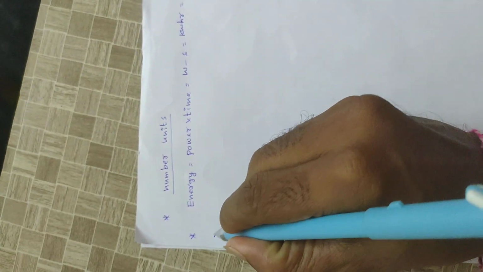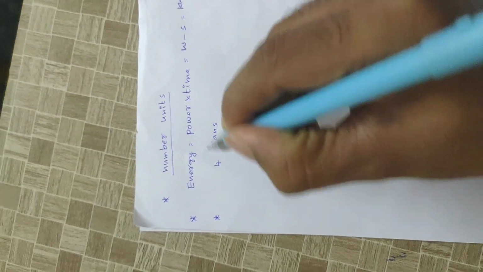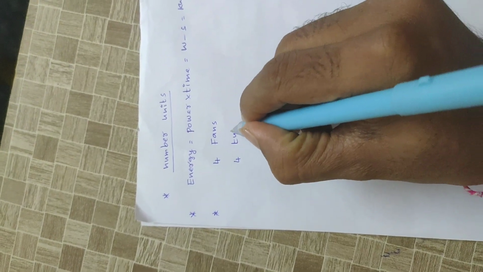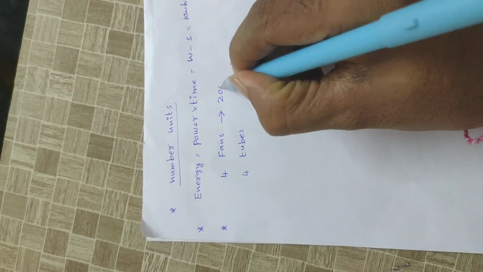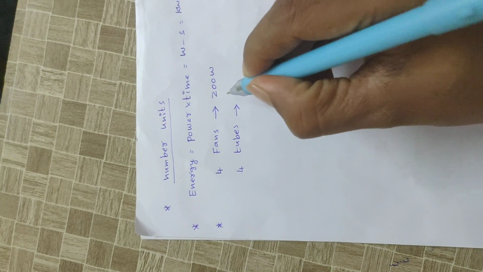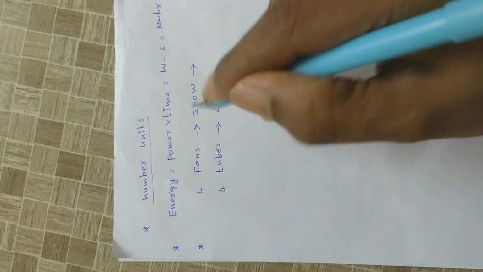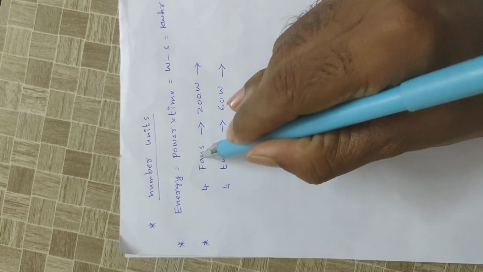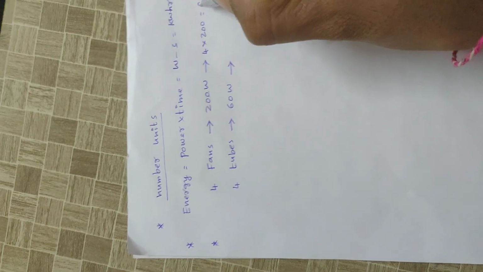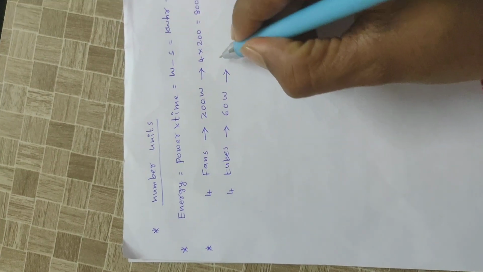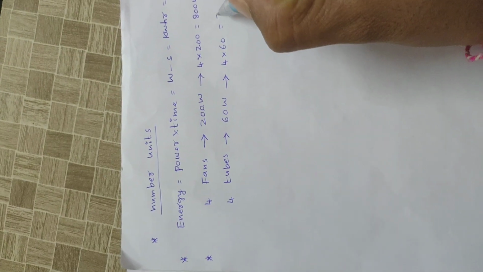For example, in your home, suppose you are using 4 fans and 4 tubes. The rating of each fan is 200 watts and the rating of each tube is 60 watts. For 4 fans, 4 into 200 is 800 watts. For 4 tubes, 4 into 60 is 240 watts.